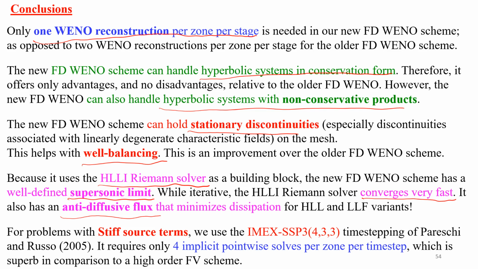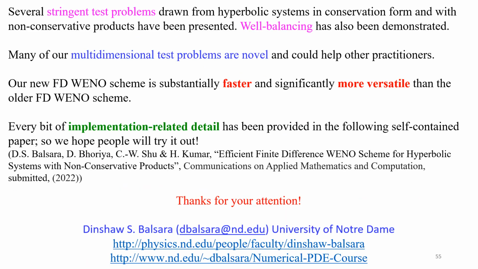Treatment of stiff source terms is also facilitated very nicely by the scheme by Pareschi and Russo, and it dramatically reduces the number of implicit pointwise solves per zone and per time step, which is superb compared to what you would have in a finite volume scheme. We have also done many stringent test problems, including test problems involving well balancing and the preservation of contact discontinuities, and things work out well there.